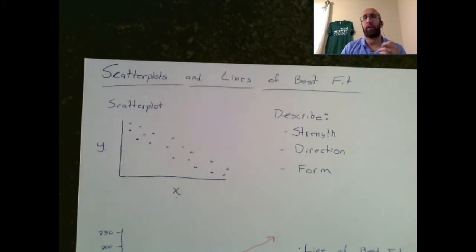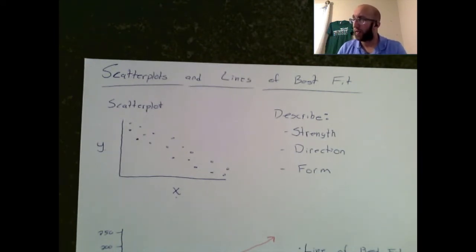Form is just what do you see? Does it look linear? Does it look quadratic? Does it look exponential? What does it look like? For all purposes of what we are doing in a college level entry stat course, we pretty much look at linear. There are other forms we can explore, but a lot of our focus is on linear.